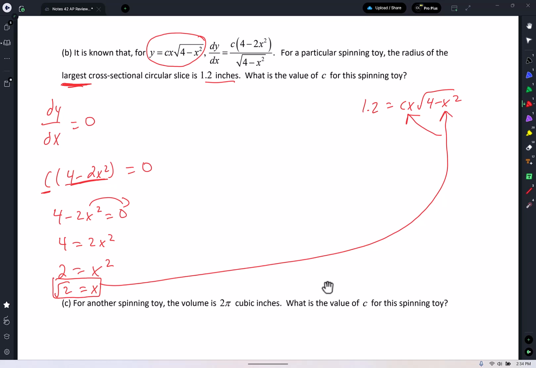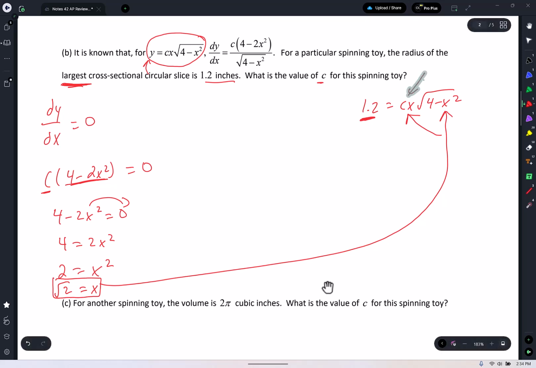Wait, why did you say we got rid of C again? Just because it's a number. No, we're looking for C. It doesn't make any sense for C to be 0 if that's what I'm looking for. There's no way that I'm going to be able to get y to be 1.2 if C is 0. So it would be silly to say C is 0. Because I need to get that 1.2, and if C is 0, that would be impossible.